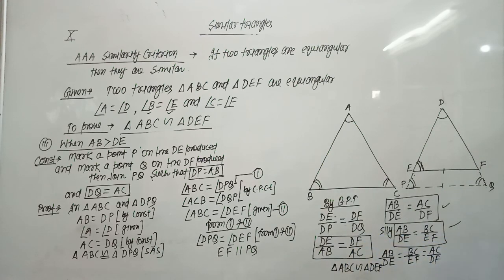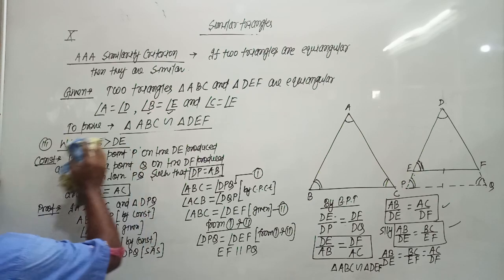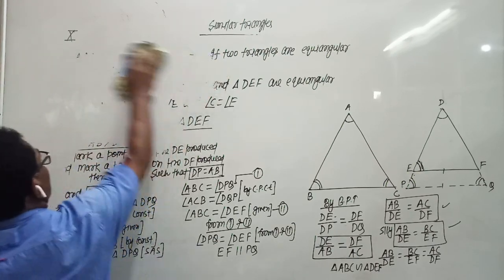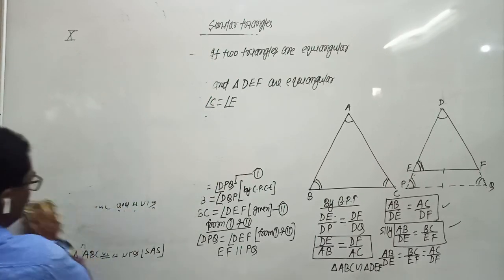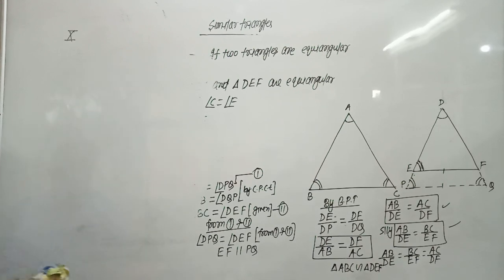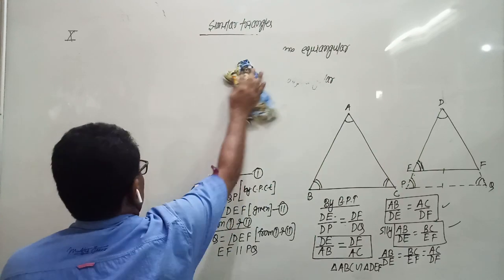So we proved this theorem in three parts. The first part was when AB equals DE. The second part was when AB is less than DE, and the third part, which we proved just now, was when AB is greater than DE.